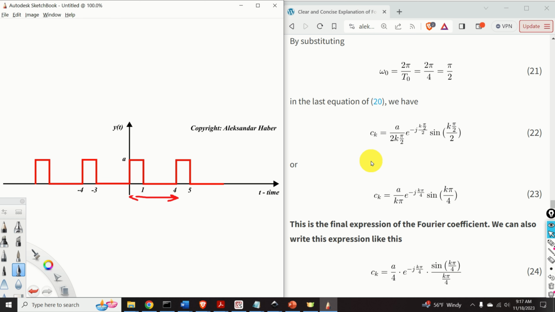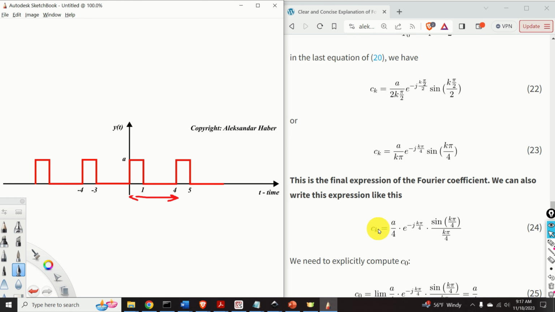We can also write this equation like this. What did I do over here? I simply took this term and I divided by k pi over 4, and this looks like a function sine x over x. This is called the sinc function.